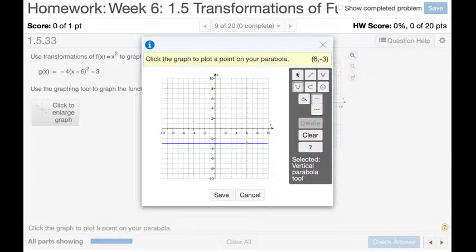I'm also going to do when x is 5. So when x is 5, that's going to be -1. -1 squared is +1. That's going to be a -4. -4 minus 3 is -7. So when x is 5, y is -7.